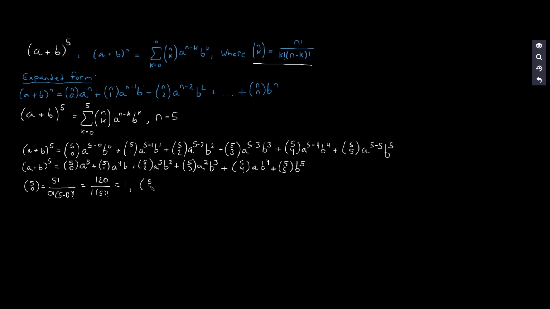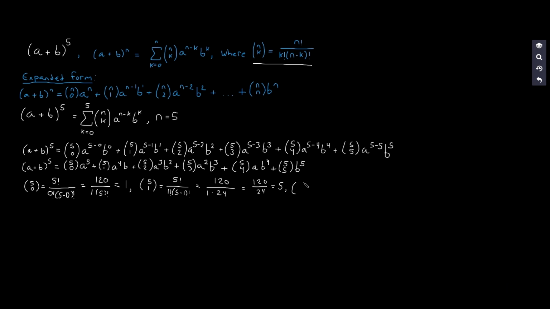Now for 5 choose 1, that's going to be 5 factorial over 1 factorial times 5 minus 1 quantity factorial. 5 factorial is 120, and 1 factorial is just going to be 1, times 4 factorial, which is 24, because 4 times 3 is 12, times 2 is 24. So 120 divided by 24 is 5.